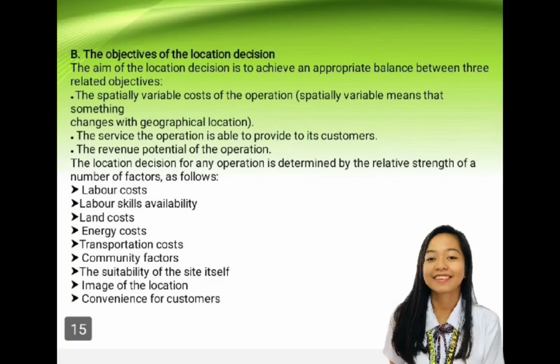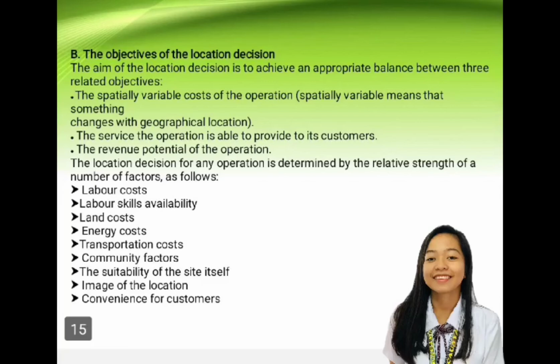of the customers. Labor cost: an example here is that software companies mostly move or locate in India. The reason is there are many talented and well-educated but relatively cheap staff.